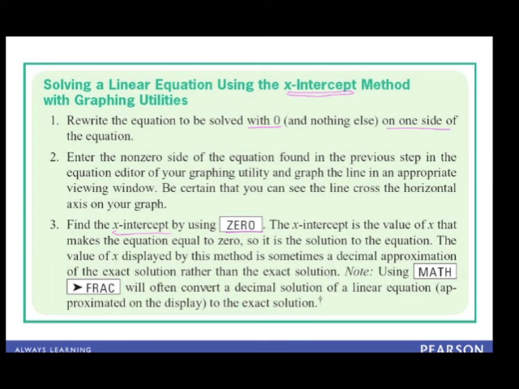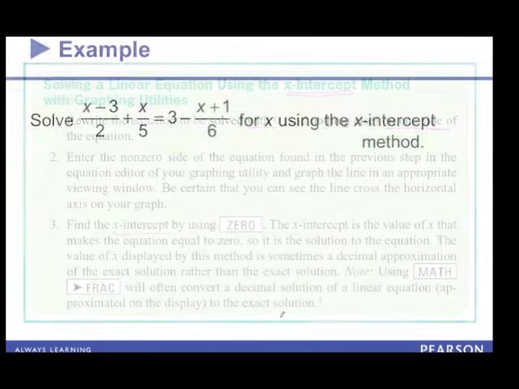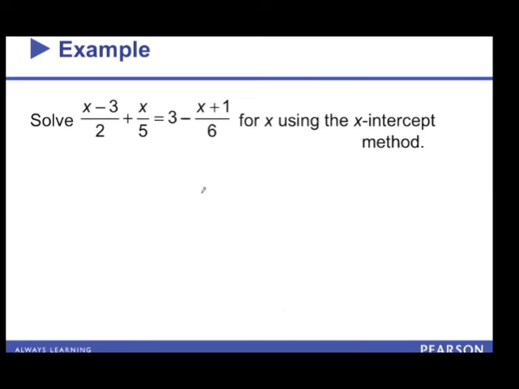We can use math to change it into fractions, to convert the decimal solution of a linear equation approximately to the exact solution. So, solving this equation using the x-intercept method. First, I want the equation with everything on one side equal to 0. So I'm going to start writing the equation to the left: x minus 3 over 2 plus x over 5.